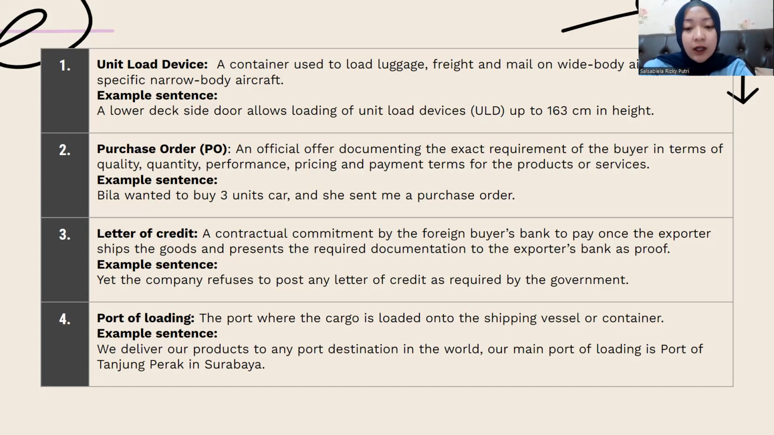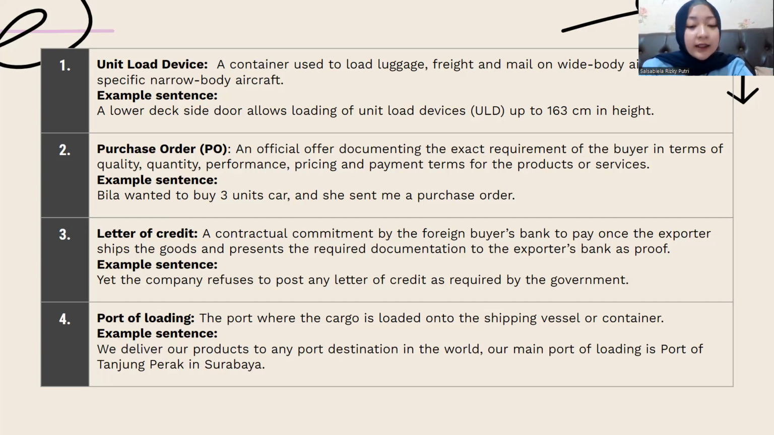And second, purchase order or PO. An official offer documenting the exact requirement of the buyer in terms of quality, quantity, performance, pricing, and payment terms for the products or services. This is an important document for the buyer because it formalizes requirements and pricing and serves as legally binding documentation of the goods or services that were ordered. And the example sentence is, Bila wanted to buy 3-unit car and she sent me a purchase order.